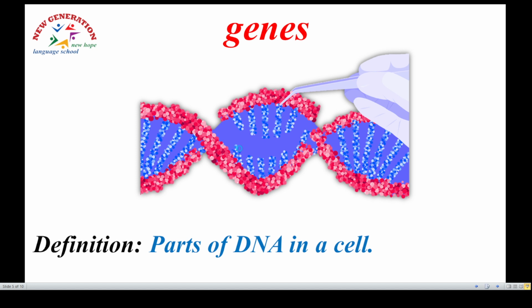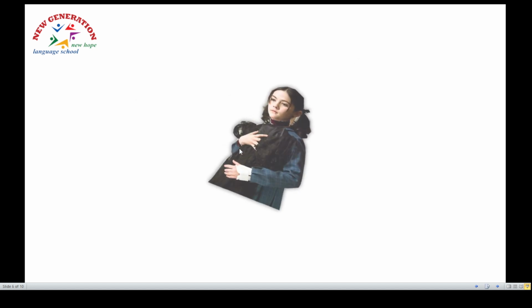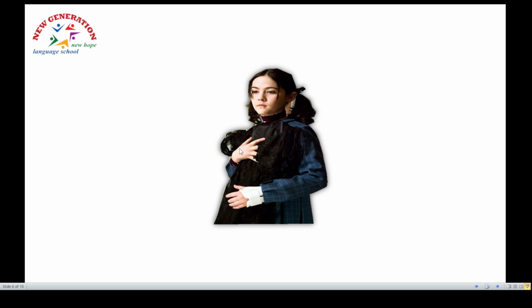The next word. Look at this girl. She is holding a dress. It seems to be her mother's dress, but her mother isn't here. She may have been dead. When someone has no father or mother, or his parents or her parents are dead, he is called orphan.